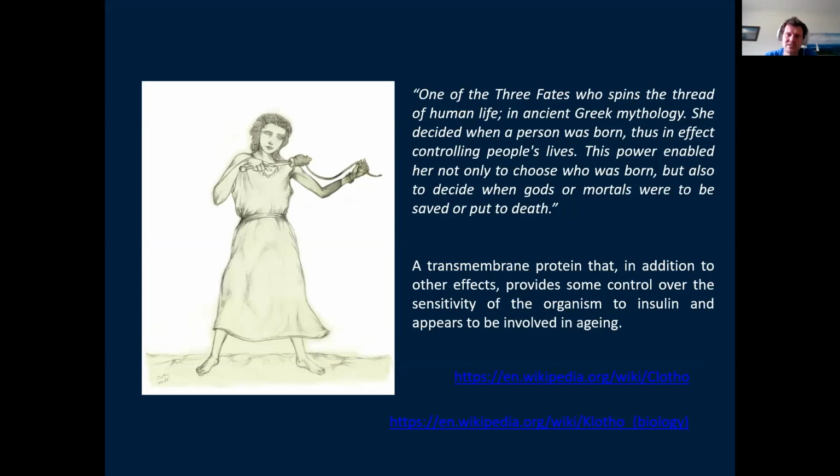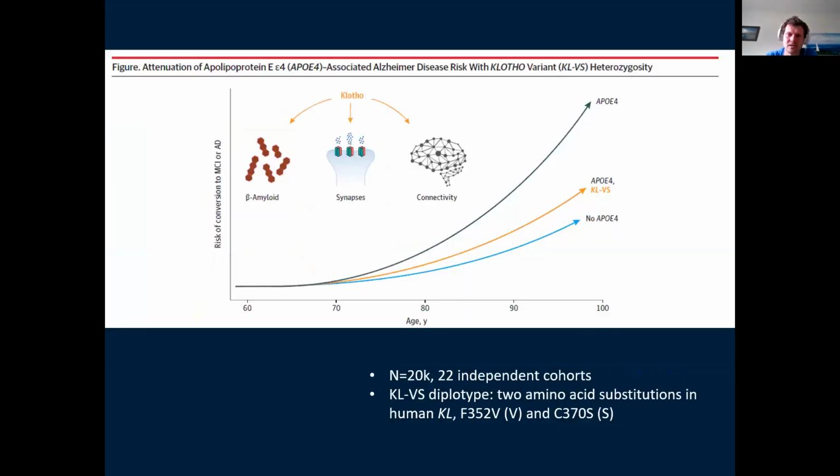So klotho is quite poetically named. Klotho is one of the 3 fates who spins the thread of human life. She decided when a person was born, thus in effect controlling people's lives. This power enabled her not only to choose who was born, but also to decide when gods and mortals were to be saved or put to death. So a nicely poetic gene. But rather more concretely, it's a transmembrane protein that, in addition to other effects, provides some control over the sensitivity of the organism to insulin. So rather less romantic, that second bit. Anyway, moving on to what they actually found.